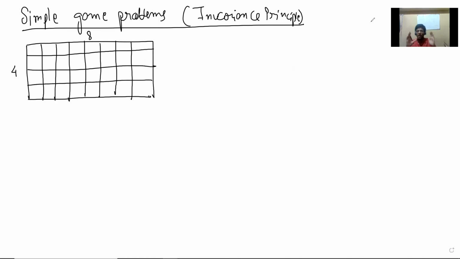So we can only break the chocolate bar along the grid lines, break it into pieces. So two players, player A and B. Player A makes the first move. Player A starts. Okay. What is a move?